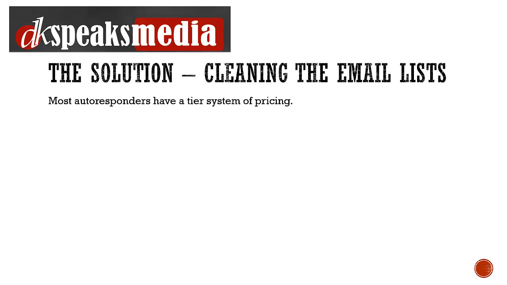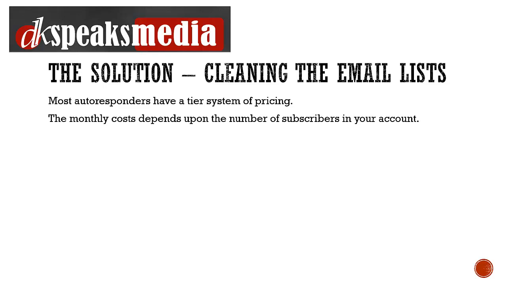We need to understand that most autoresponders have a tiered system of pricing. So the monthly cost that you pay to your autoresponder service entirely depends upon the number of subscribers that you have in your account. The tier system in Aweber, which is the autoresponder service that we were using, was that they would charge you an X amount for the first 500 subscribers. Then they would charge a Y amount for anything from 501 to 2,500 subscribers. And the next slab was from 2,501 to 5,000 subscribers, and so on.